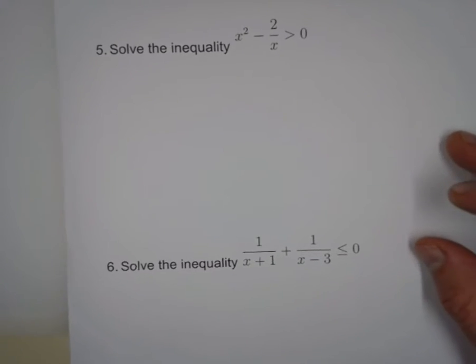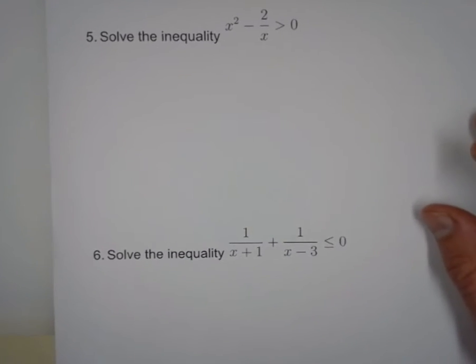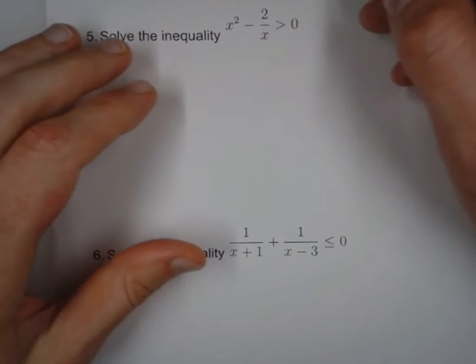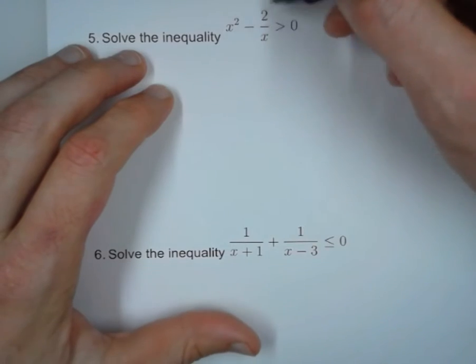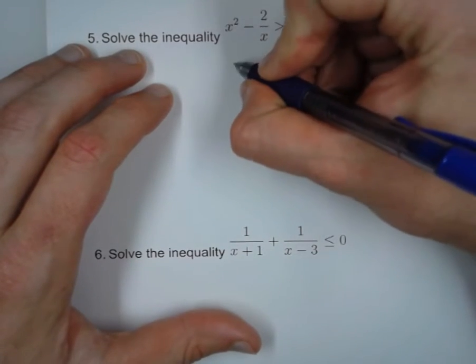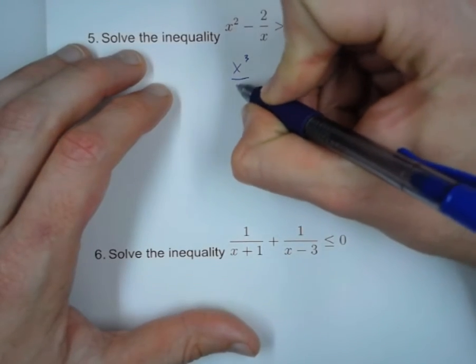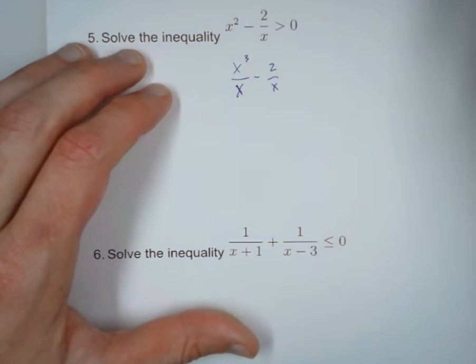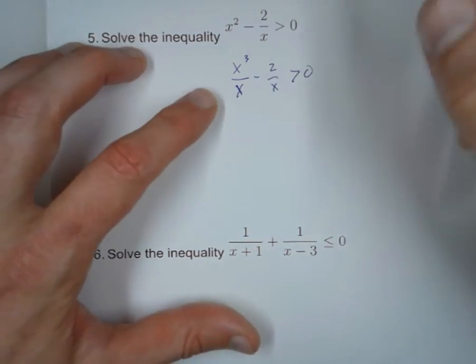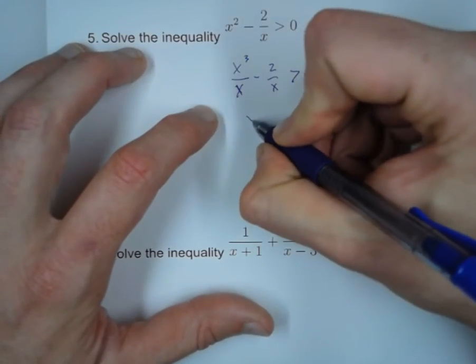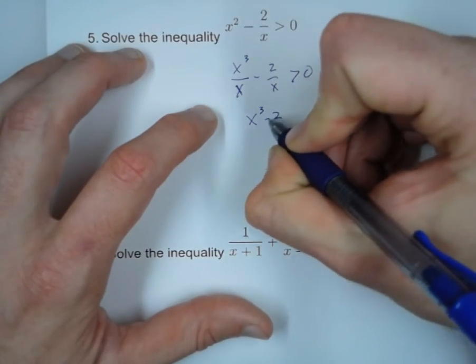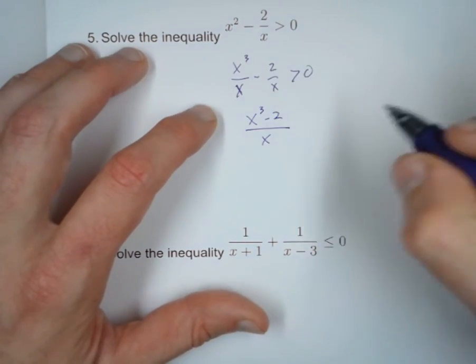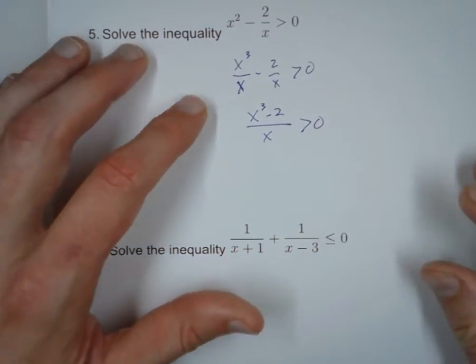Now these last two are rational, but what we have to do is first write them with a common denominator. So I need to put these two together. So I need to rewrite this as x cubed over x minus 2 over x. So when I put these together, I have x cubed minus 2 all over x is less than 0.